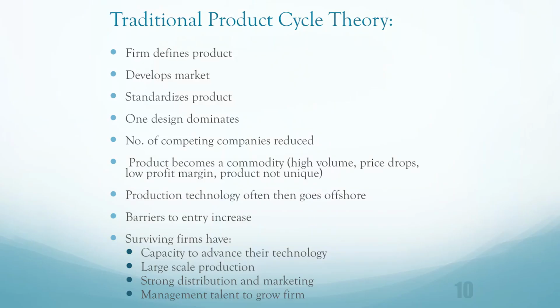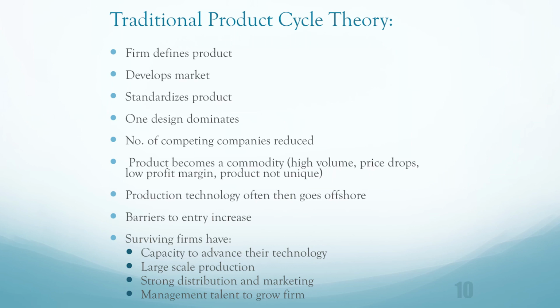And there's something also that you just kind of need to keep in the back of your minds, which is product cycle theory. That products go through cycles, go through evolutionary stages. So a firm defines a product, it develops a market for it, then it standardizes the product, and then typically over time, one design will tend to dominate, right? And then the number of competing companies with varying designs will tend to shrink. So, and over time, the product will sometimes become a true commodity product, right? High volume, the price goes significantly down, and the profit margin is much lower. So the uniqueness of the product kind of ebbs.